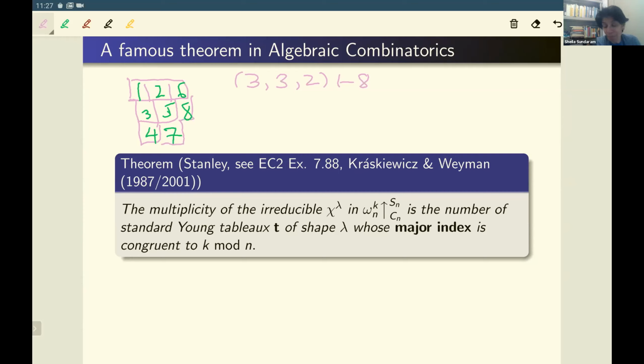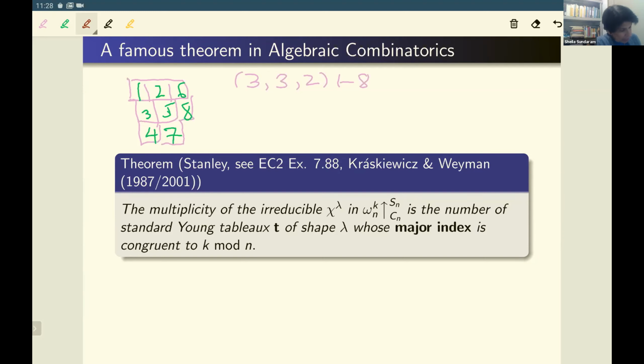So I have to tell you what major index is. Major index is the sum of the descents. So I have to tell you what a descent is. A descent, I'm going to circle them, is any integer i so that i plus 1 appears in a lower row than i.